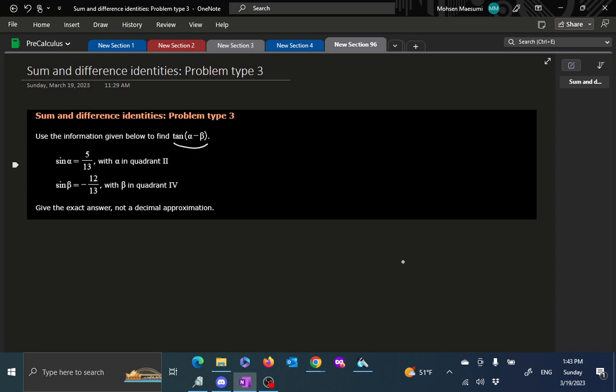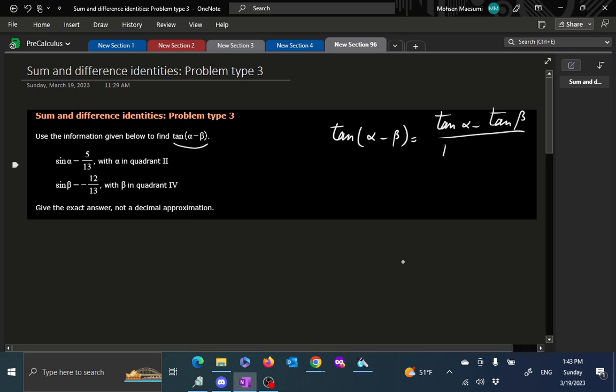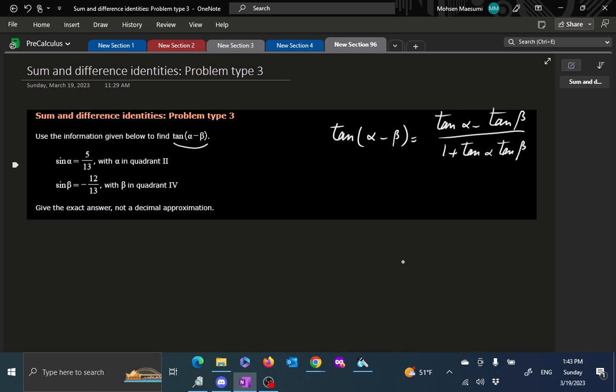Well, several ingredients are required here, and you want to essentially review some of the similar problems that we had before. So first of all, tangent of alpha minus beta. You remember we had the following formula for it: tangent of alpha minus tangent of beta over 1 plus tangent of alpha tangent of beta. So to find tangent of alpha minus beta, it's best to find tangent of the individual angles. So what do we know? We know that sine of alpha is 5/13 and alpha is in quadrant 2.